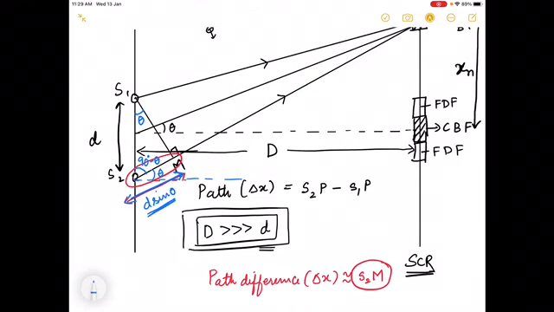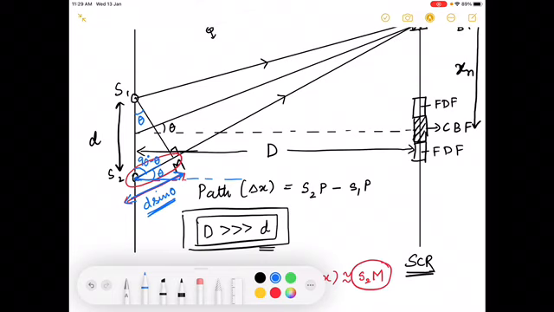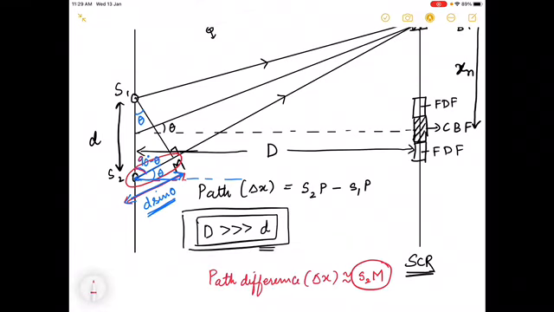Just take a minute to understand this part. Again, the angle between your S2P and this horizontal line will be theta. Then obviously this angle will be 90 minus theta, and very similarly this angle will be theta, right? If that is true, this S2M, the path difference, will be equal to d sine theta. I hope that is understandable. Take some time to understand that. I hope that is clear.